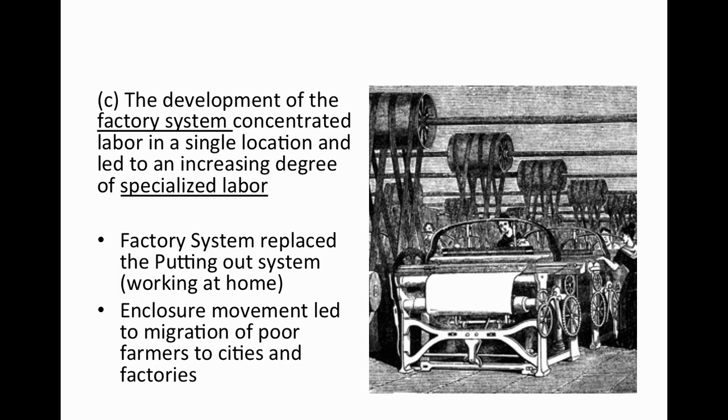All right, subconcept C states the development of the factory system concentrated labor in a single location and led to an increasing degree of specialized labor. So there's another factor, right? You're building factories. You're putting people to work in a factory with specialized jobs. That's where interchangeable parts came in, or the assembly line helped.